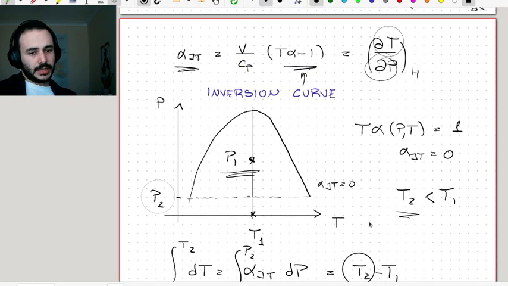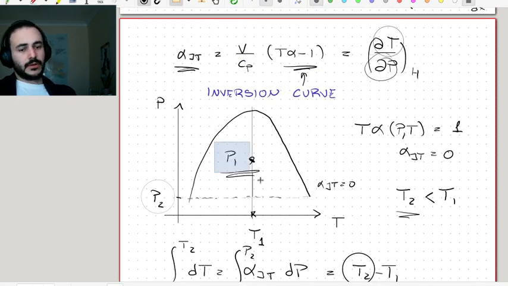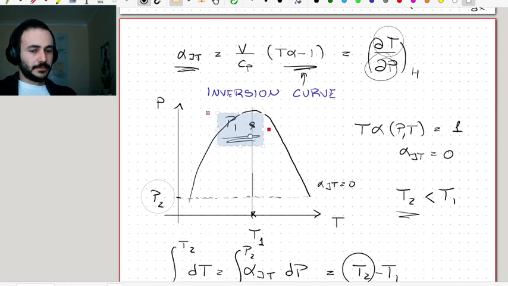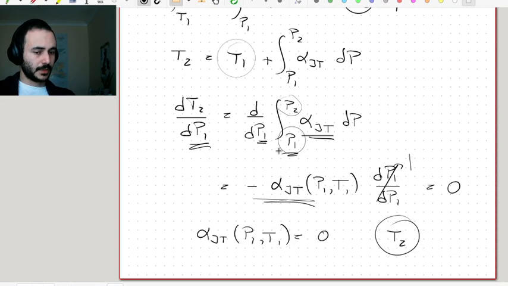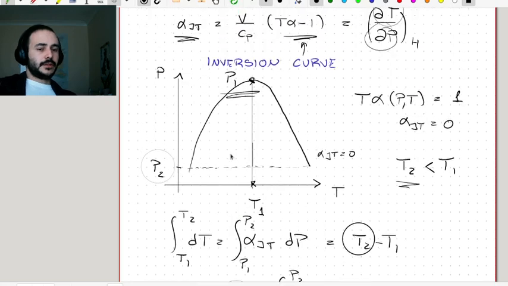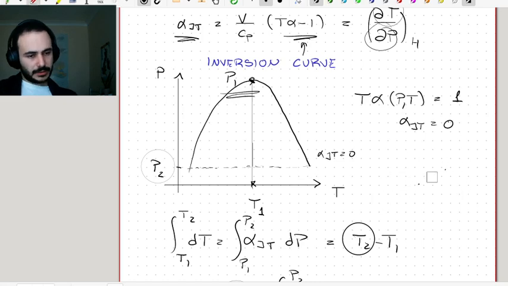So what I'm saying is that the actual value of the pressure that I want for my system to cool down as much as possible is exactly lying on the inversion curve, because that's exactly when the coefficient itself is equal to 0. The coefficient at that specific unknown pressure has to be equal to 0. So this is the significance of the inversion curve. It tells you what is the pressure that you have to pump your gas to cool it down as much as possible.